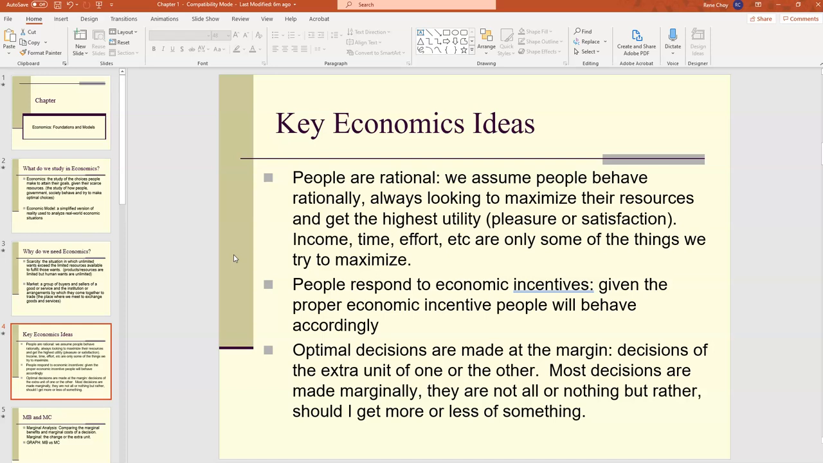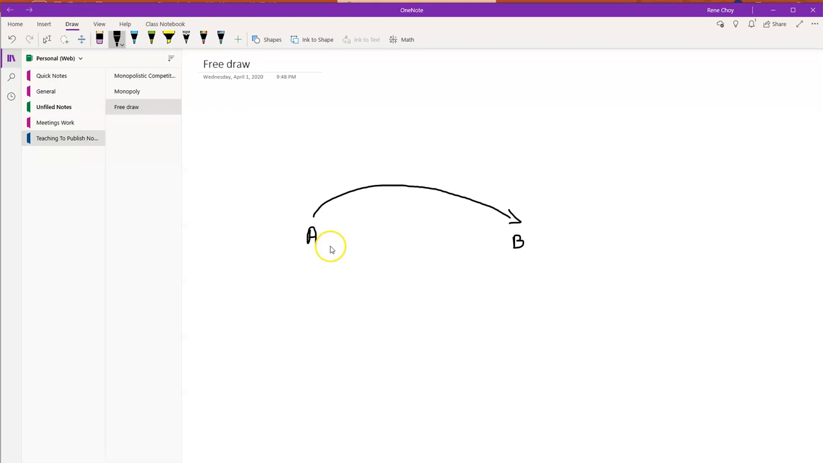We also like to assume that people make decisions on the margin. The marginal decisions basically mean that you make decisions on an hour by hour, minute by minute, step by step basis. You don't make a decision of all or nothing. Now, to illustrate what I mean, let's think about a simple thing. So let's say that I'm standing over here and I want to get to the door in the classroom.